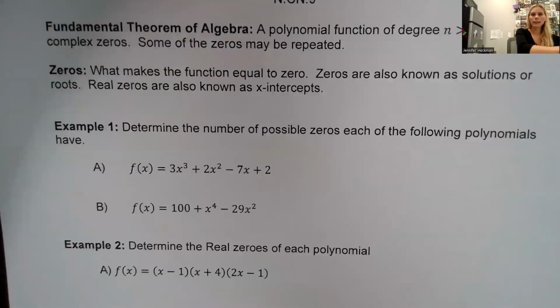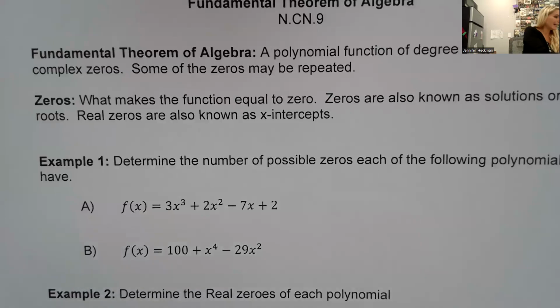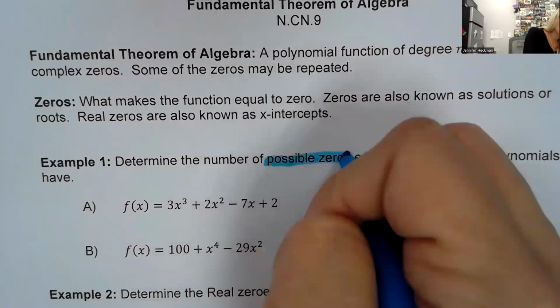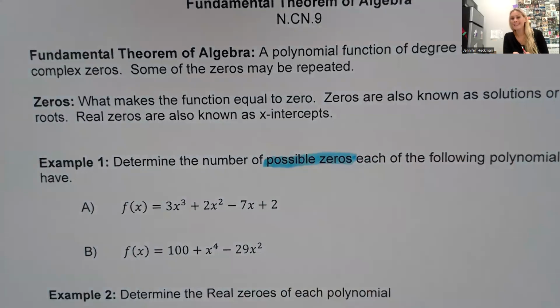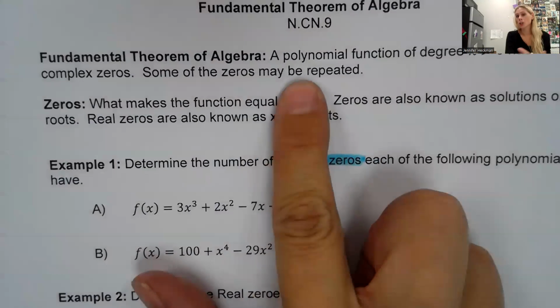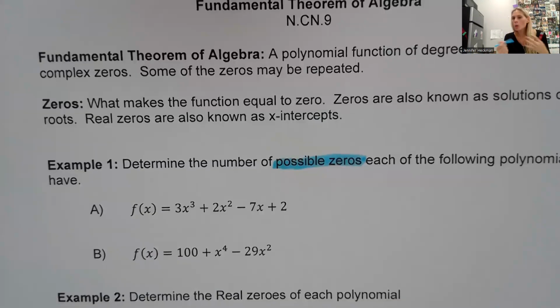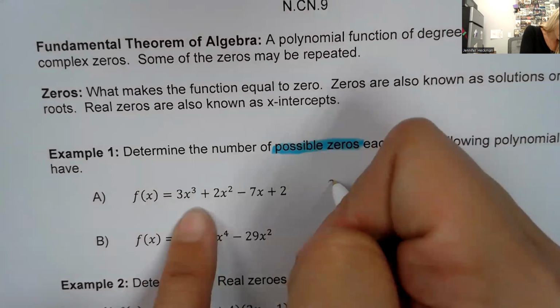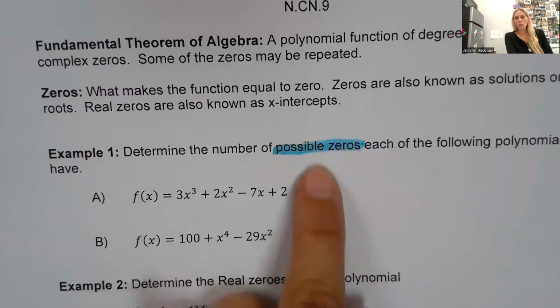Now, first thing we're going to do, I want to highlight that this is saying determine the number of possible zeros, okay? Possible doesn't mean that there is exact, because some of them may repeat, but it's the most number of zeros that could be in that polynomial. So how do I find that? Well, it's just the highest degree. So for A, the highest exponent is 3. So the possible zeros are 3.